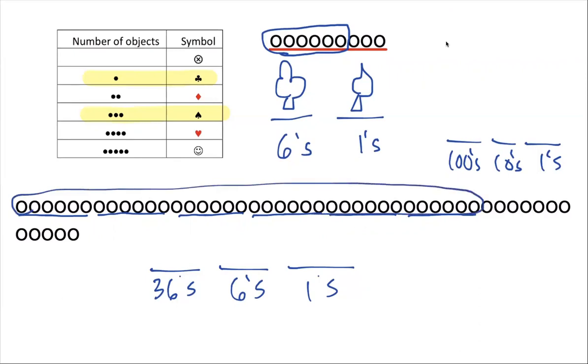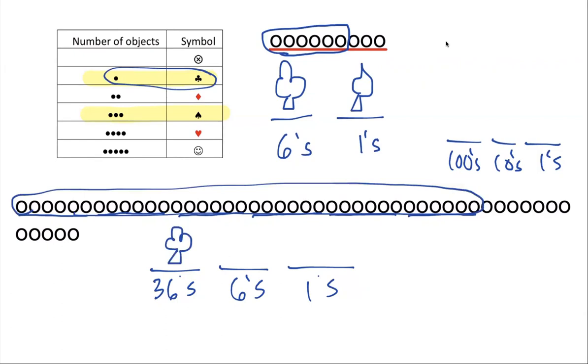And I just circled 36 objects. I have one group of 36, and there's not enough dots left to get another group of 36. So there's just one group of 36. Remember, 1 in our little system is clover. So I'm going to put clover there. Okay.